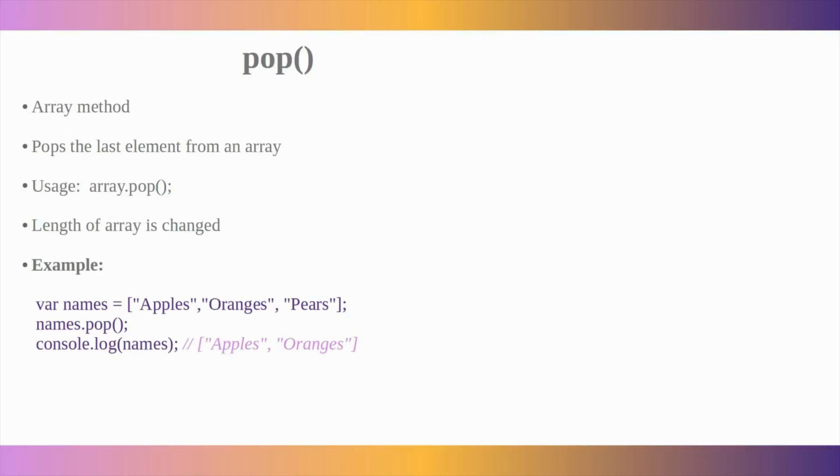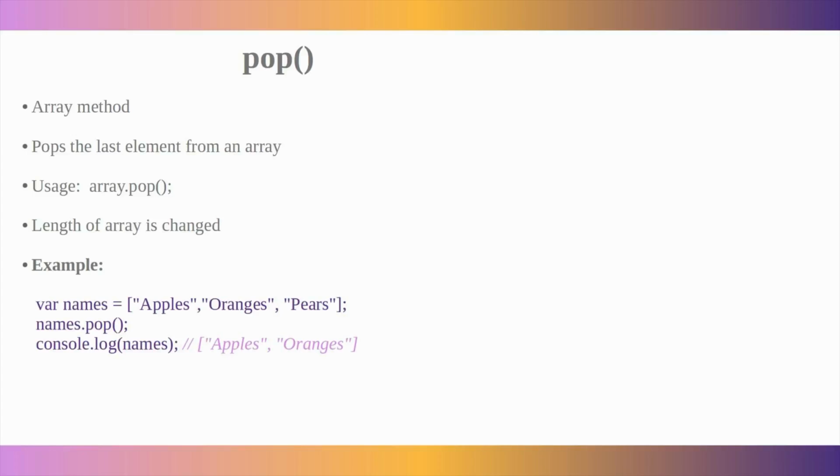In our example, the array names holds 3 items of the string data type: apples, oranges, and pears. names.pop pops off the last item, which is pears. And when we console log names, we see that there are 2 remaining items in the array, apples and oranges. Therefore, the pop method has modified the length property of the array and made it shorter, compared to the push method, which modifies the length of an array by increasing it.